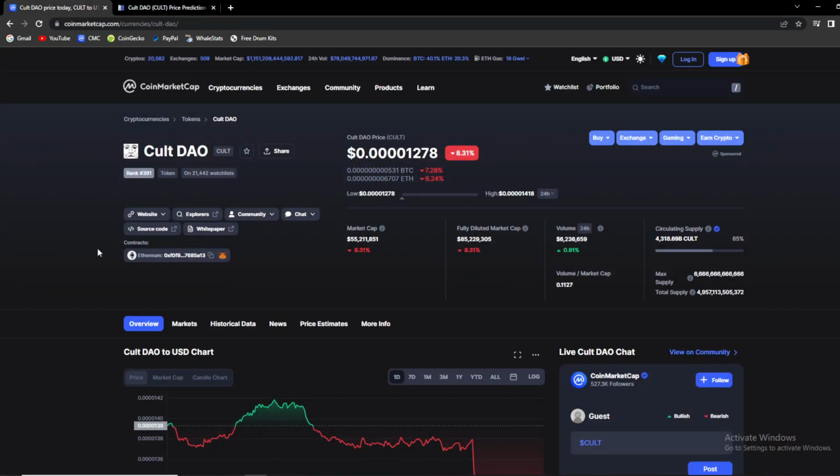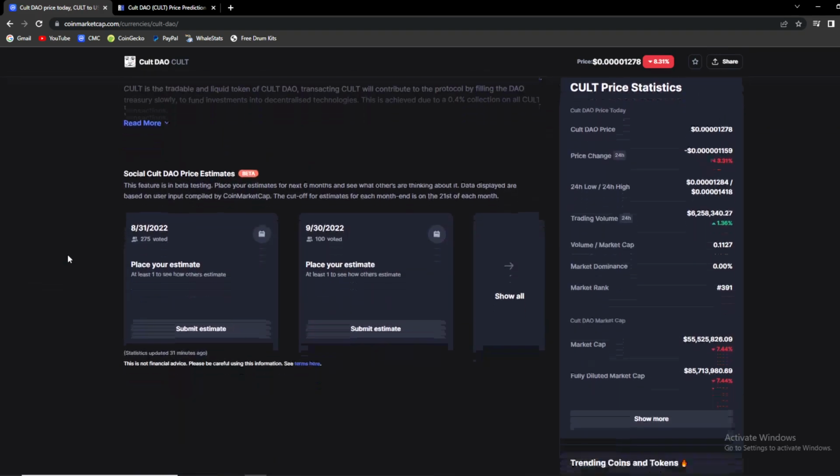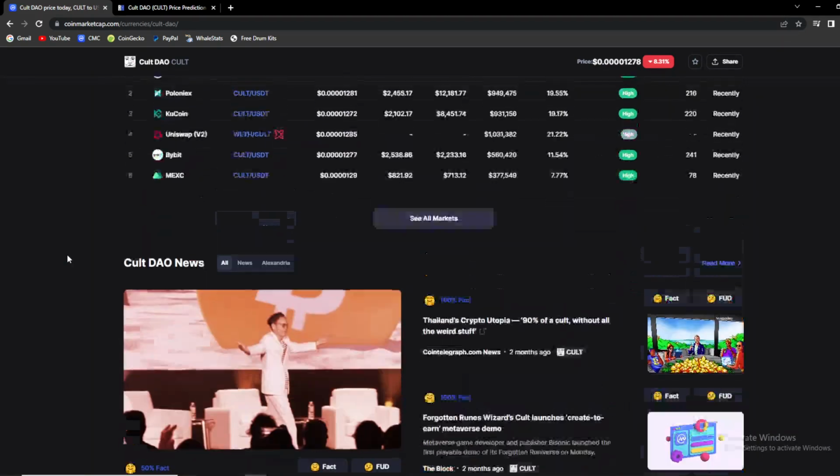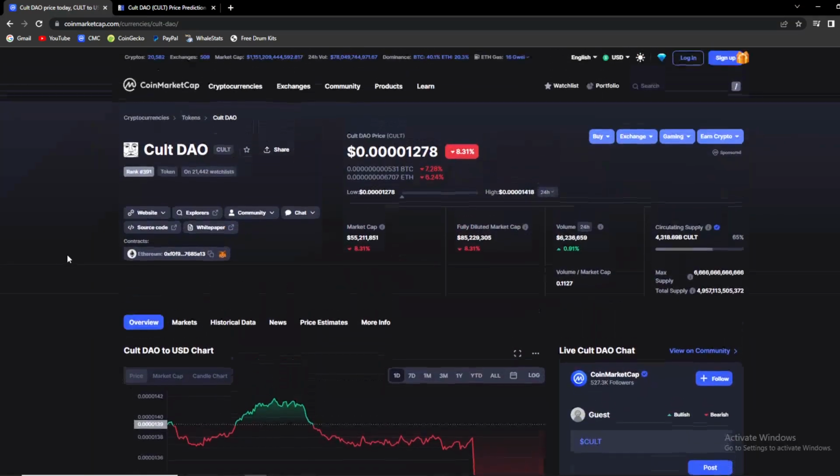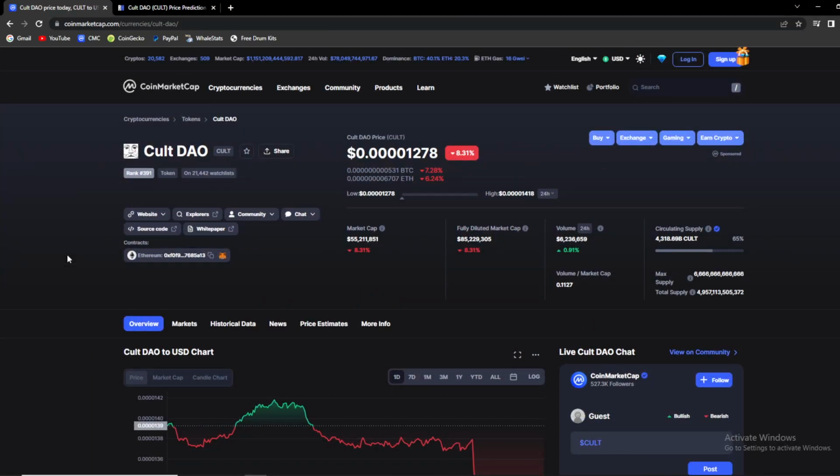So guys, overall, Cult DAO is a nice project if you ask me. I have strong beliefs in them. They seem like the only legit DeFi project in the industry right now. So hopefully they can achieve their goals, and hopefully you can make some money with them.